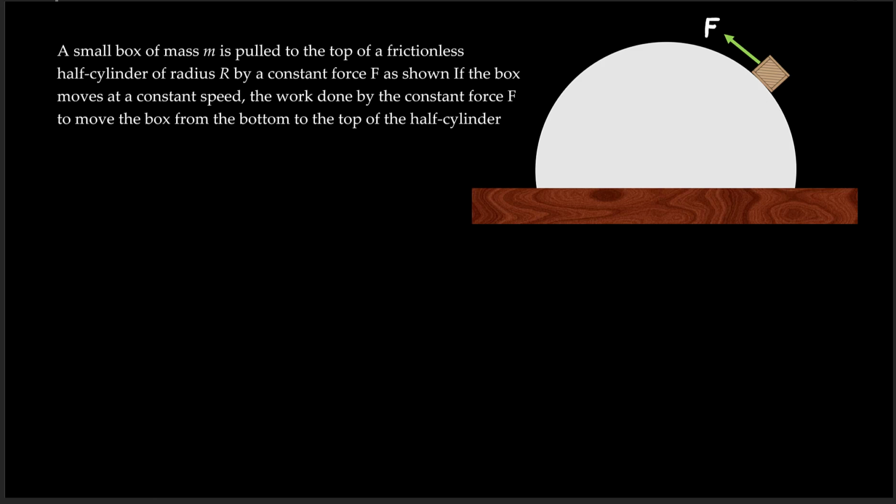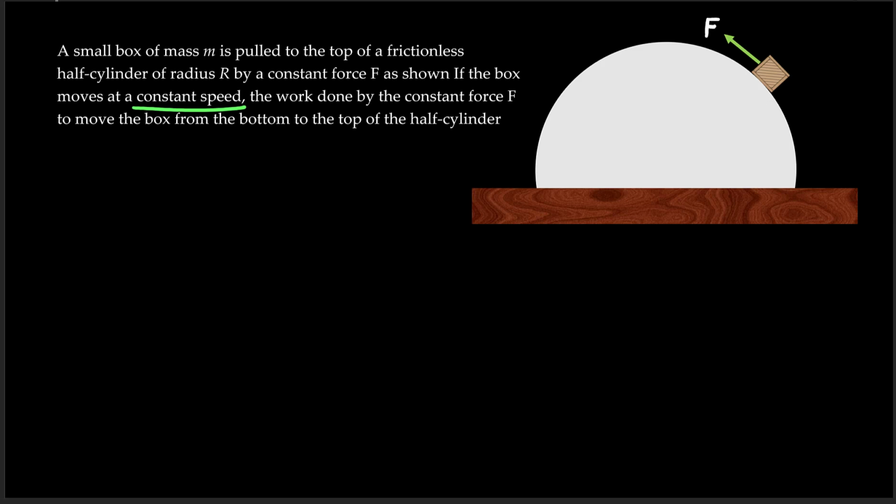We have a very beautiful problem before us. A small box of mass M is pulled to the top of a frictionless half cylinder of radius r by a constant force F as shown. If the box moves at a constant speed, it's important. If the box moves at a constant speed, begin to think, what does that imply?